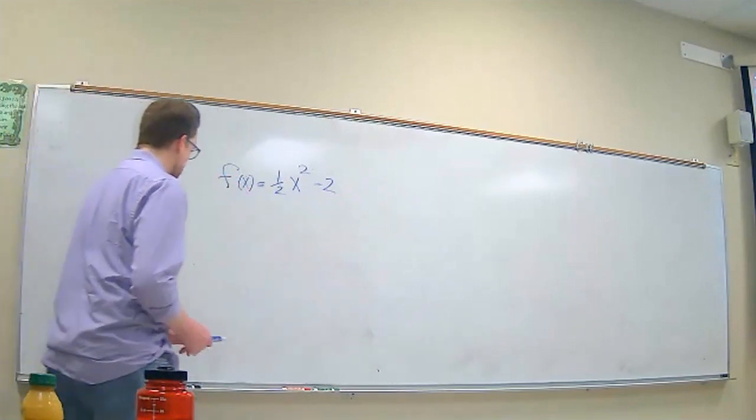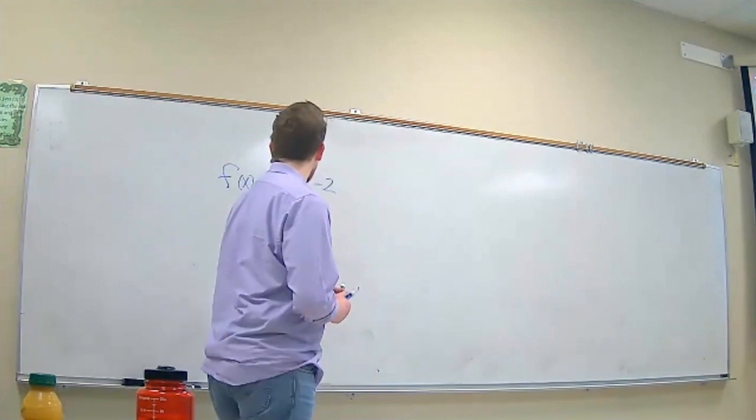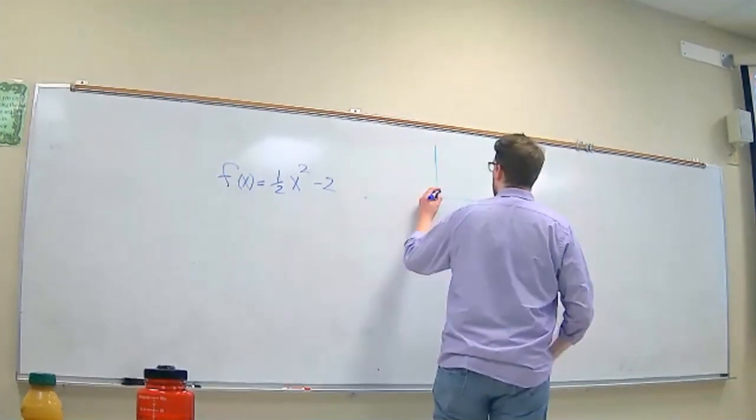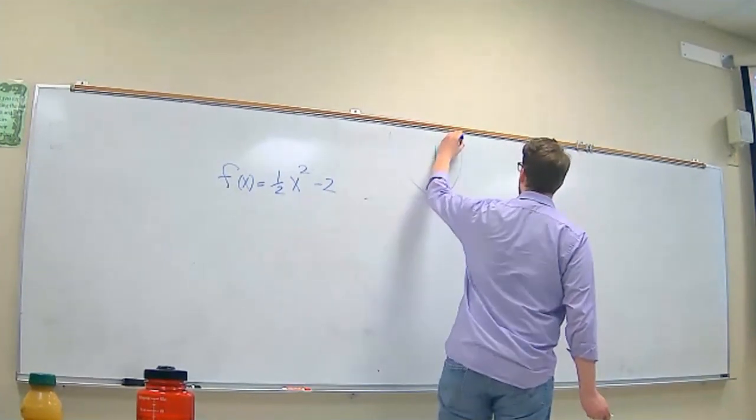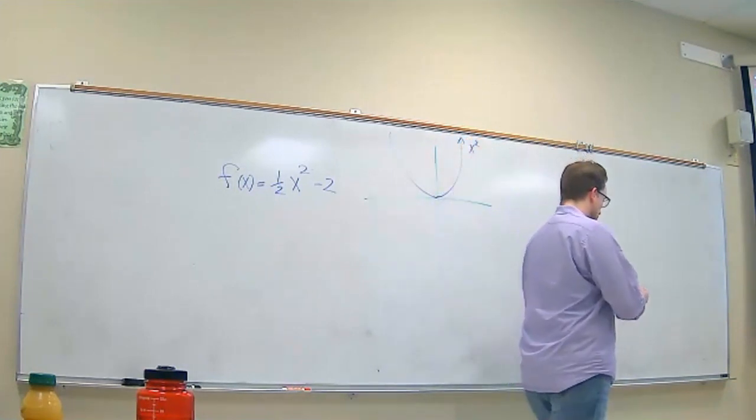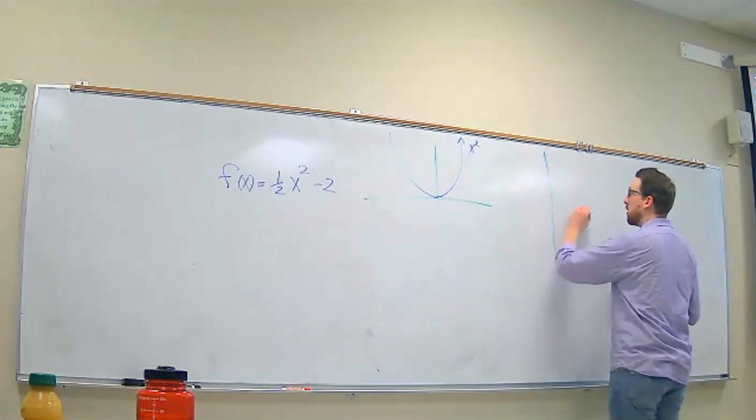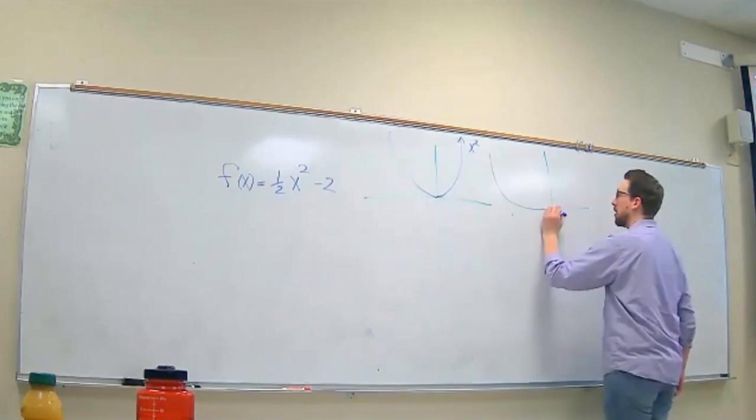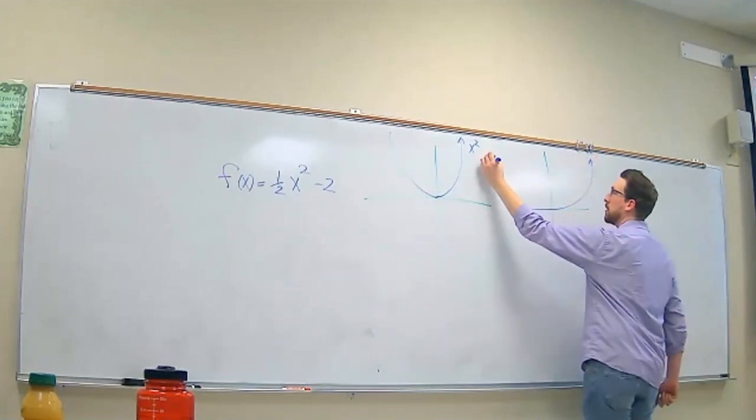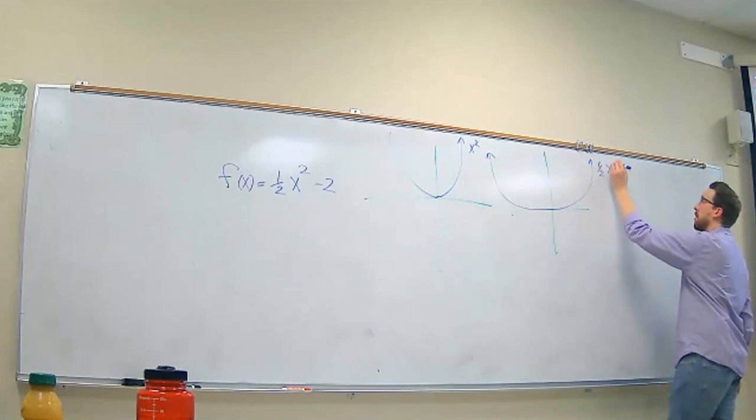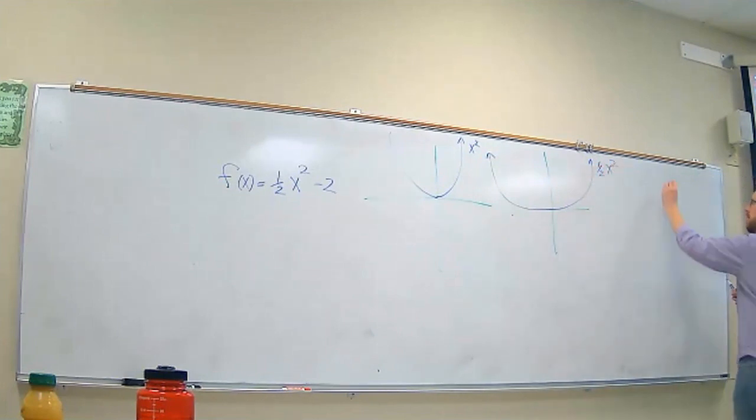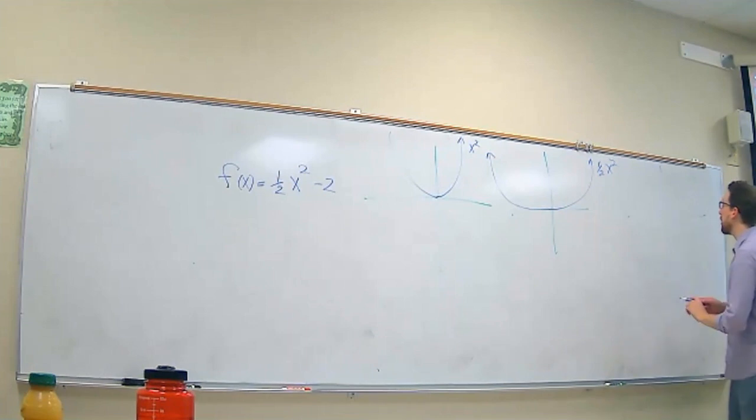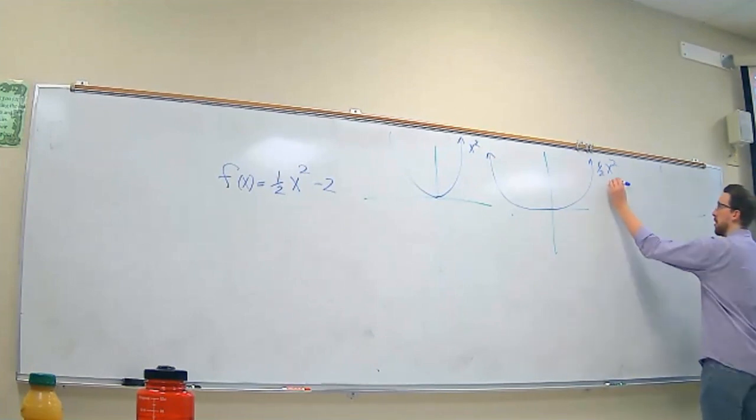Okay, so first, just x squared itself looks like this, right? 1/2 x squared is going to be way wider, like that. And then subtracting 2, that's just going to lower everything by 2, right? So now we're like this.